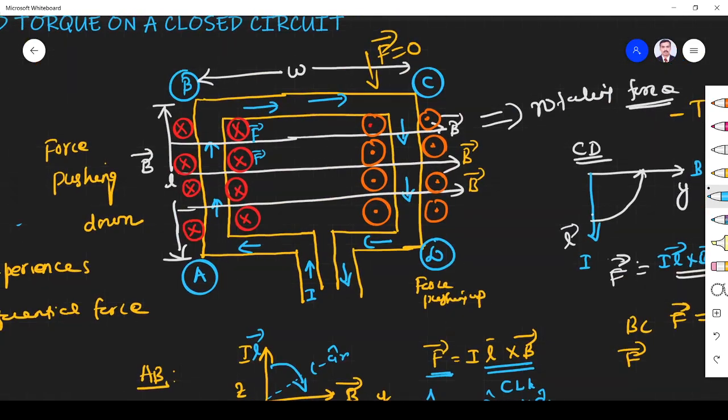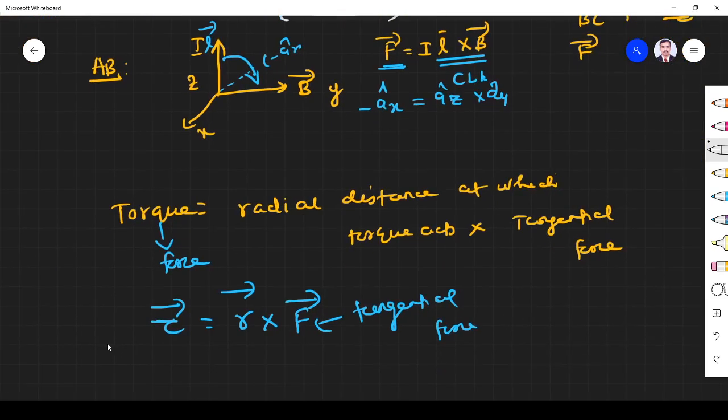You see, the torque will act with respect to the center, right? Whenever we move any object, it will move or rotate with respect to some axis. This is the center of the loop. So the loop rotates with respect to this axis. So I have to take distance from the center of the loop. That is our radial distance, the radial distance at which torque acts. So what is the distance? Total length is W. From the center, the AB and CD are at a distance of W by 2. Right? That is very much important.